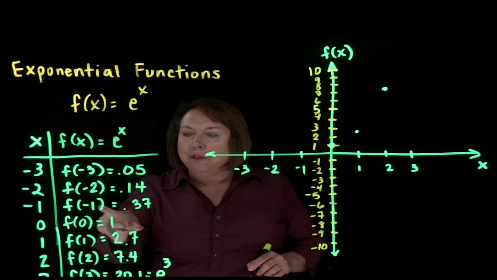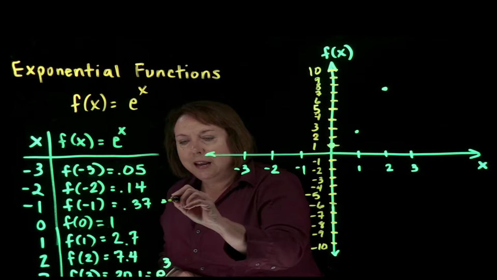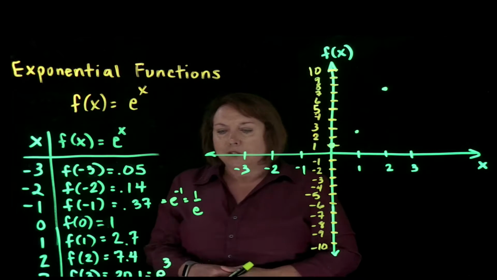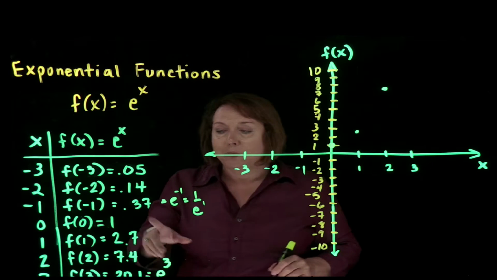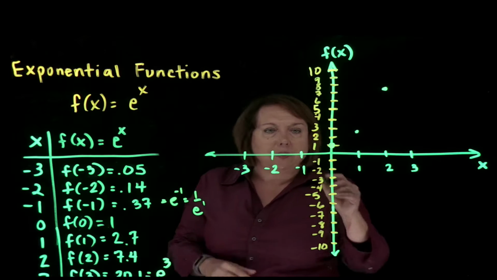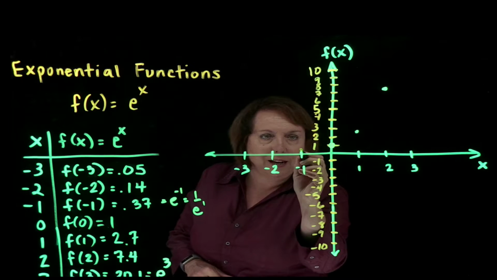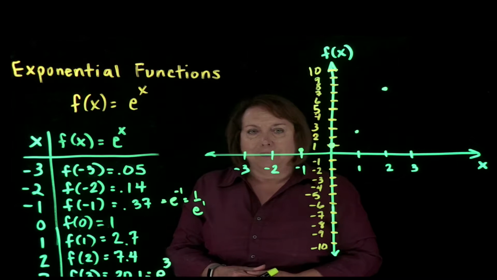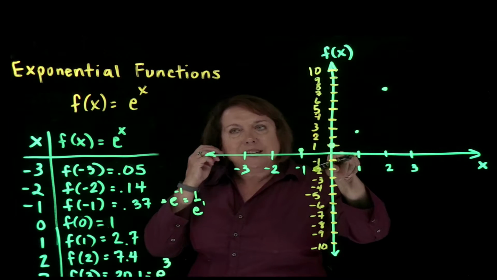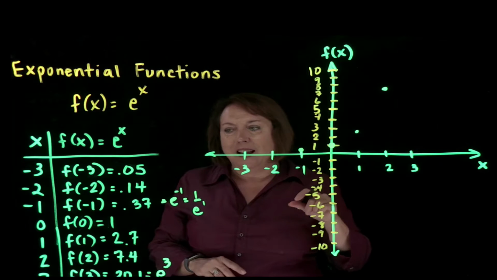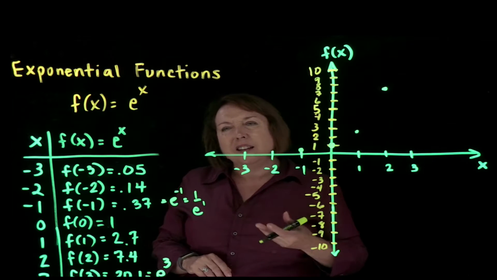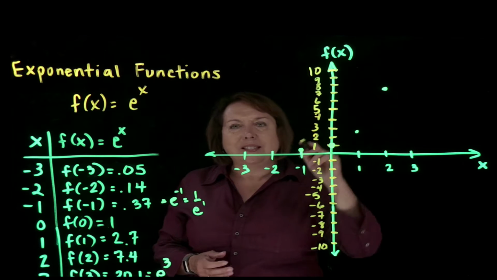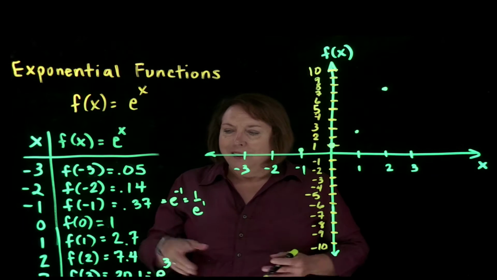Now, f of negative 1. So this is e to the negative first, or 1 over e to the first, or just 1 over e. It's equal to 0.37. So as you probably are seeing now, I can't graph these really accurately because they're so small. My scale is just every 1. It's not every 10th or every 0.5, and it's not necessary for this. This is fine for us to see the behavior and see the graph of this function.